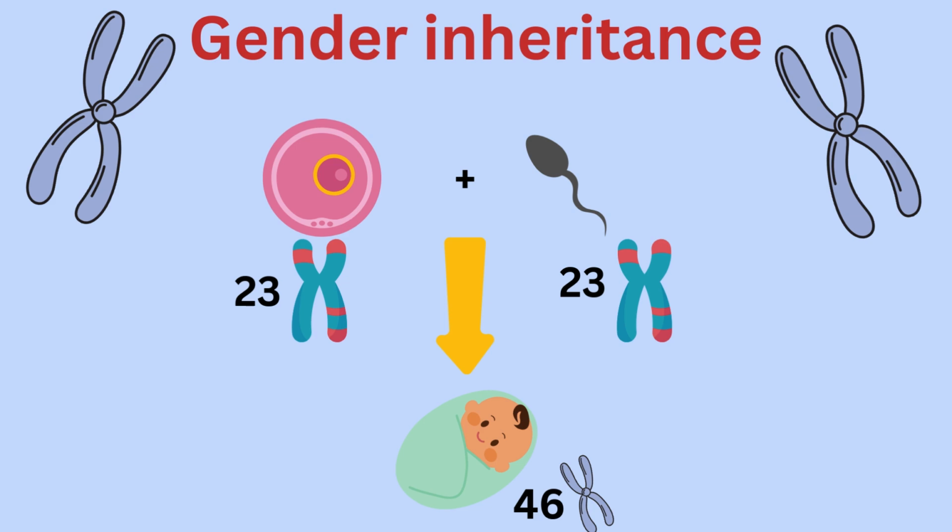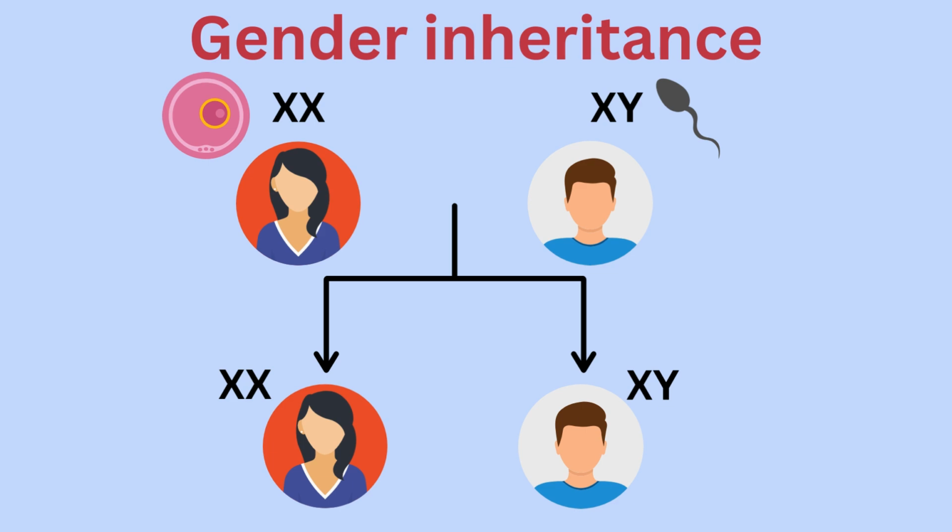Now, how is our gender inherited? Well, a male has X and Y chromosomes, while a female's sex cell has XX chromosomes. A female sex cell will always contribute an X chromosome, while a male sex cell will contribute either an X or a Y chromosome. During fertilization, if the male sex cell contributes a Y chromosome, that means the child is a boy. And if the sex cell contributes an X chromosome, that means the child is a girl.